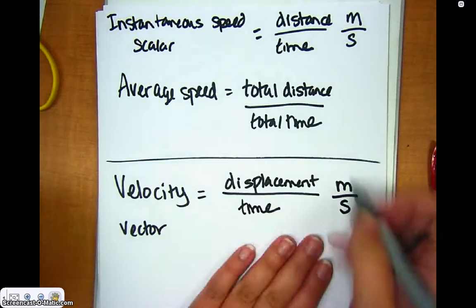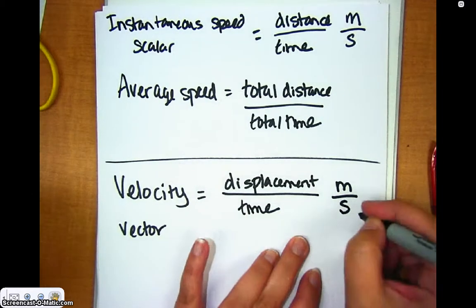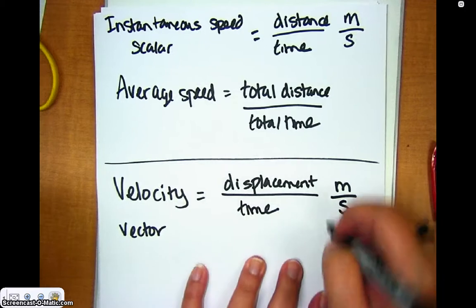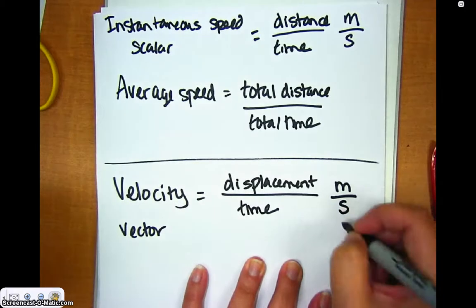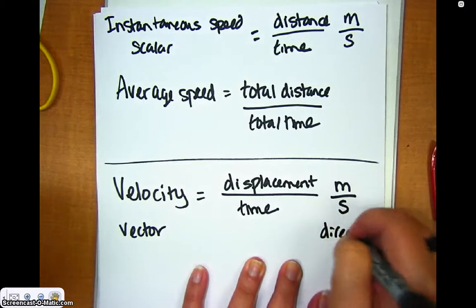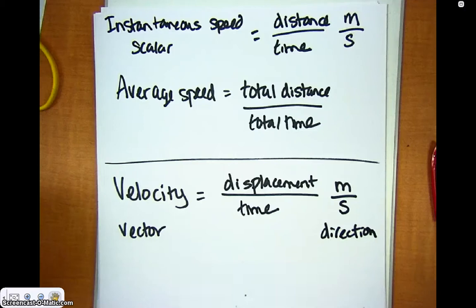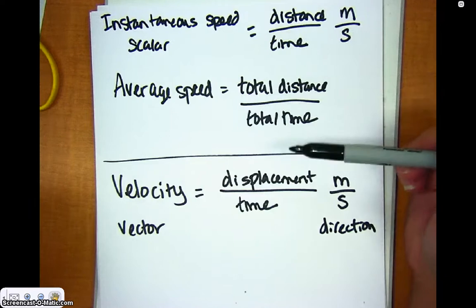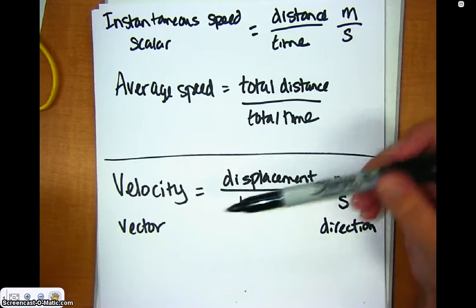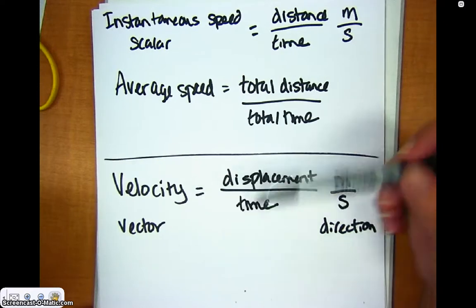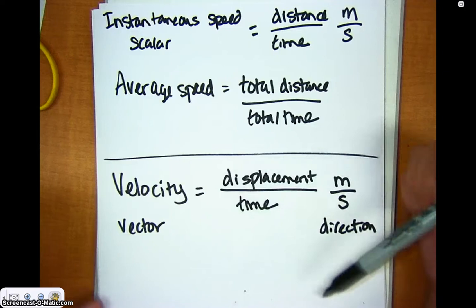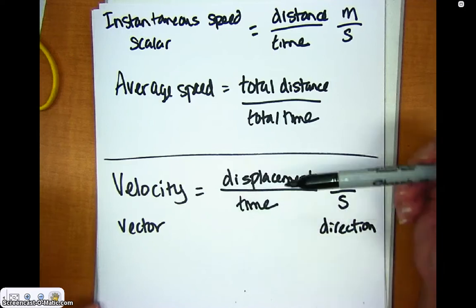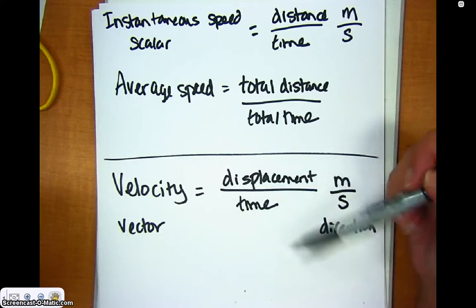However, when you express a velocity, because it's a vector, you are going to not only say a unit, but you are going to include the direction. The distinction between instantaneous speed and average speed also applies to velocity. So you can have instantaneous velocity or you can have average velocity. And average velocity would just be the total displacement over the total time.